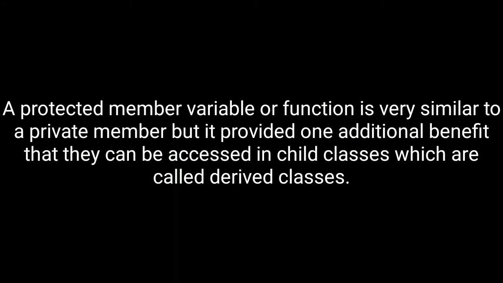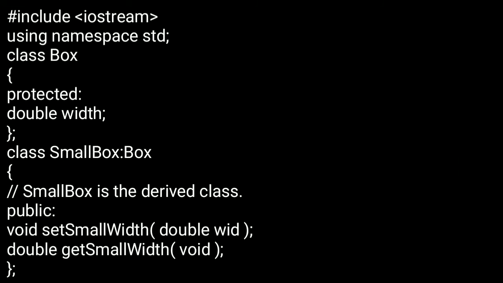A protected member variable or function is very similar to a private member, but it provides one additional benefit: it can be accessed in child classes, which are called derived classes. The protected member is the same as a private member, but it provides the benefit that we can access protected members from the child classes, known as derived classes. Now let's see an example.